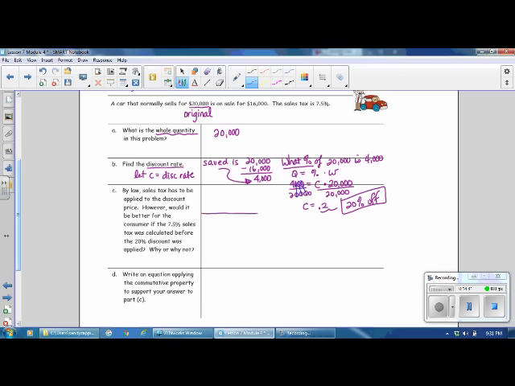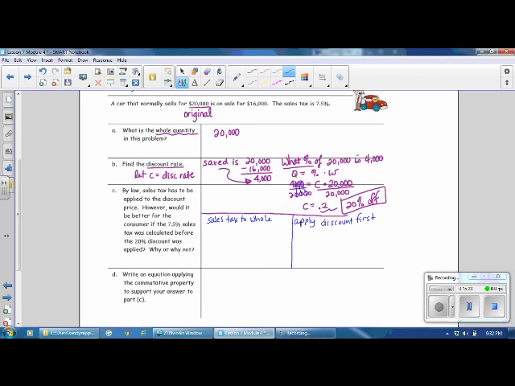So let's make a T-chart. And on the left, we'll do apply the sales tax to the whole. And on the right, we will apply the discount and then the sales tax. And then we'll compare those, and you'll know, is it better for the consumer if you apply the sales tax before the discount or after the discount?